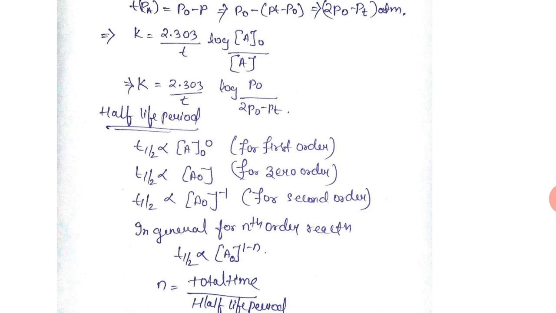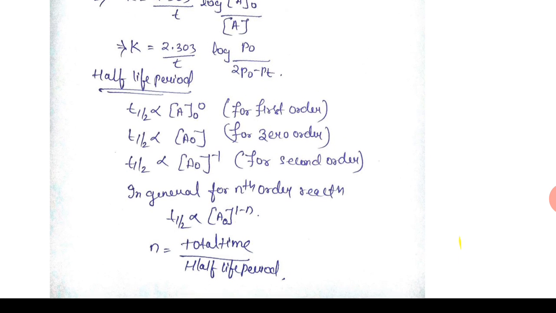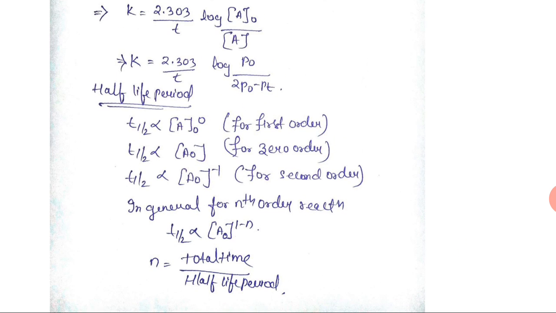For the half-life period of first order, t half is independent of the initial concentration of the reactant. Then for zero order, the half-life period is directly proportional to the initial concentration of the reactant, and for second order, it is inversely proportional to the initial concentration of the reactant. In the general formula, t half, the half-life period, is proportional to the initial concentration of the reactant A to the power 1 minus n, where n is the order.